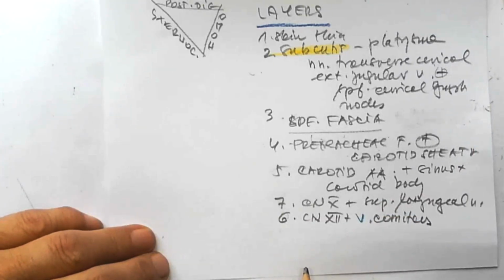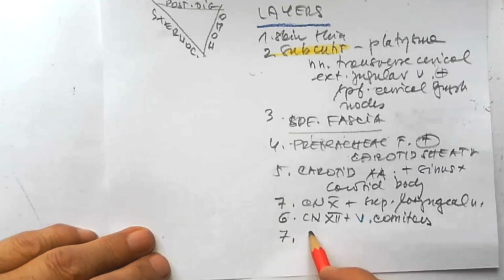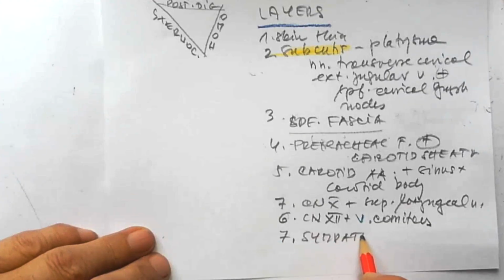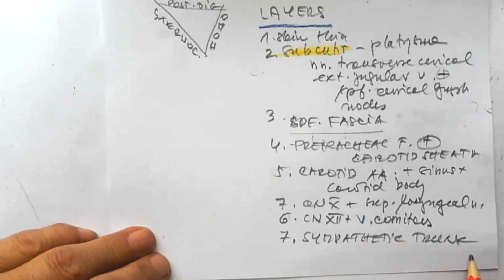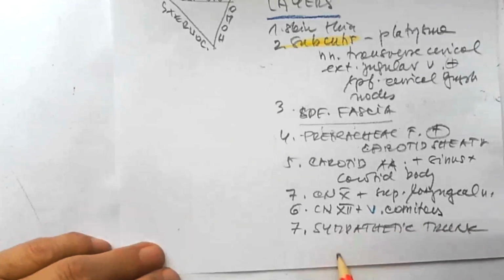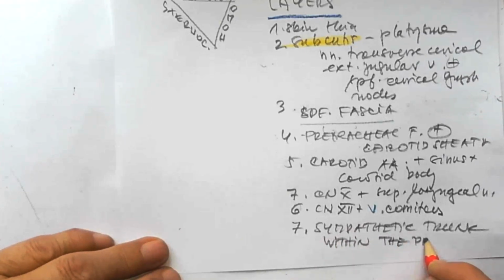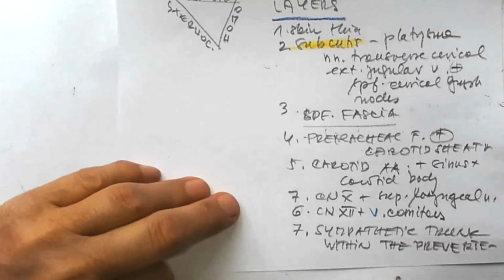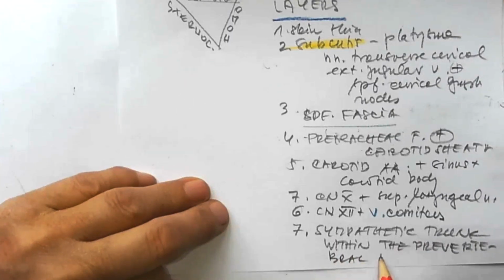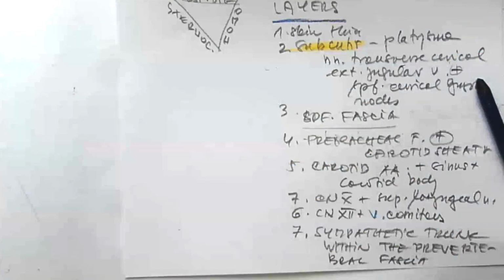Yes. And then what else? Number 7, the deepest structure is the sympathetic trunk, and the sympathetic trunk lies within the prevertebral fascia, a duplication of the fascia. Finished. And then the very last text.